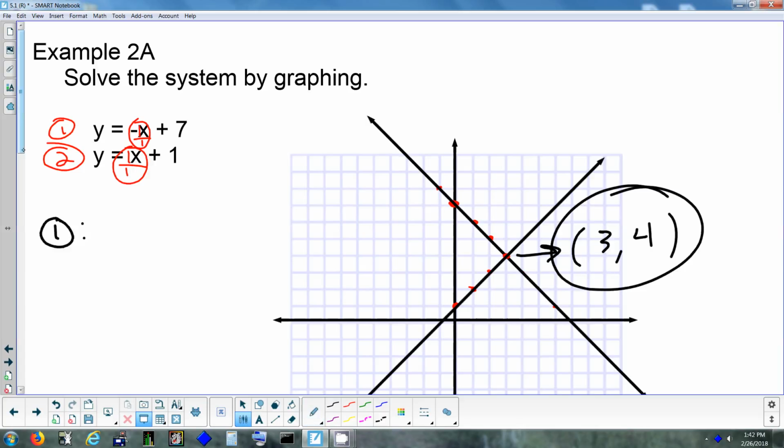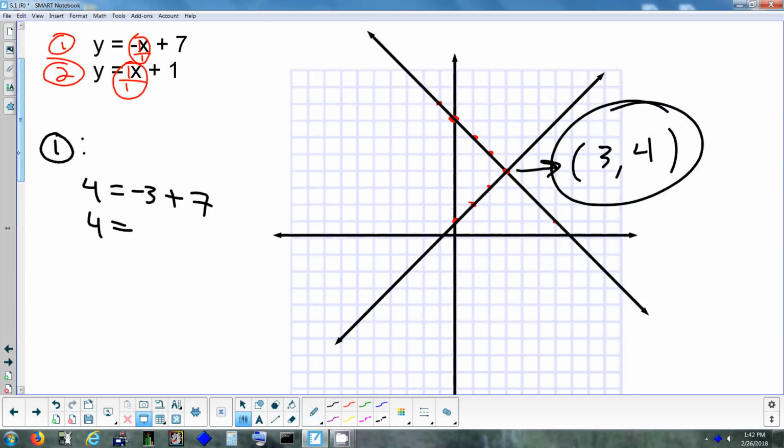Let's check equation 1. What are we plugging in for y? You're gonna plug in 4. What are we plugging in for x? 3. So I have 3, but there's a negative in front. What's negative 3 plus 7? It's 4. So did the point work in the first one? Yes. But it also has to work in the second one.